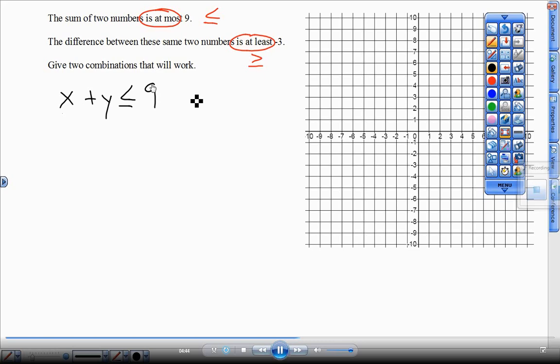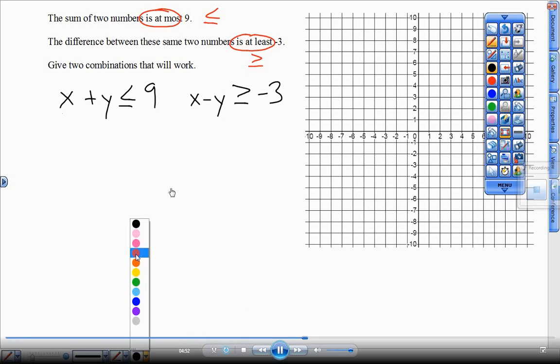My other equation is x minus y, the difference between these same two numbers, is at least -3. I write that as more than or equal to because I need these two, when I subtract them, to be -3 or more. -3 is the lowest value I can have. Anything bigger than -3 is okay. That's what at least means.